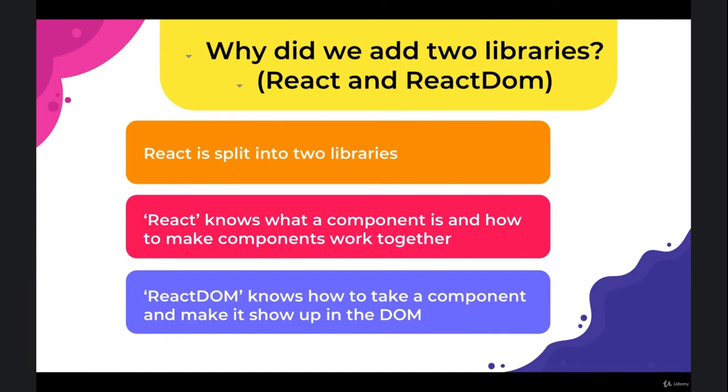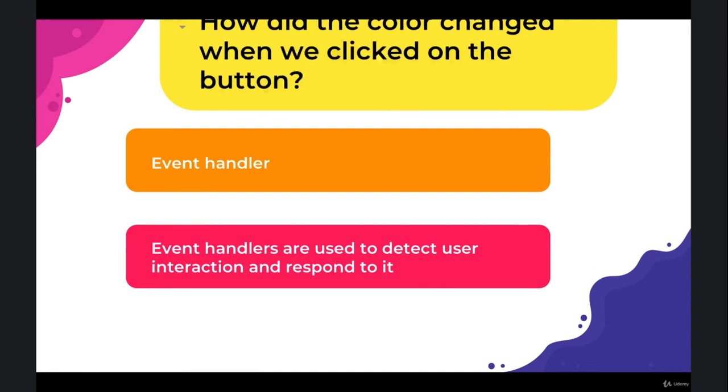Now, on the other hand, the React DOM library contains a certain amount of JavaScript code that will take that collection of components and eventually get them to show up inside of the DOM, or get them to show up as some type of HTML. Okay, so that's why we added two separate libraries. All right, now what's the last question? Do you remember? Oh, right.